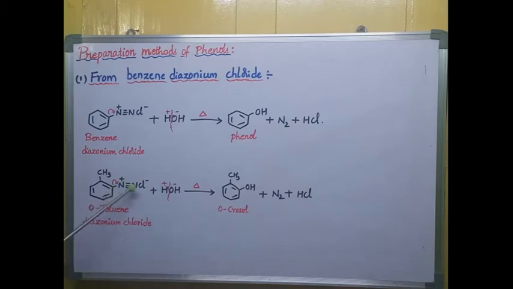Now the Cl minus reacts with this H plus and forms HCl, hydrochloric acid. Through this heating, aqueous solution is nothing but addition of water. So benzene diazonium chloride on mixing with water forms an aqueous solution. So the aqueous solution of benzene diazonium chloride is heated to produce the phenol compounds.